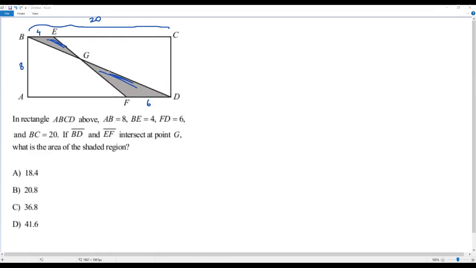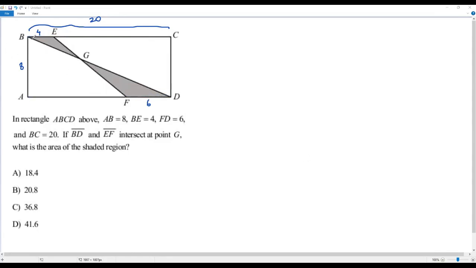To get the area of the shaded region, we have to get the area of this triangle BGE over here, and also we have to get the area of this triangle DGF over here. Once we get the areas of these two triangles, we have to add them to get the area of the shaded region. Here ABCD is a rectangle. Since it's a rectangle, opposite sides are parallel and equal in length. So the line segments BC and AD are parallel and also equal in length.